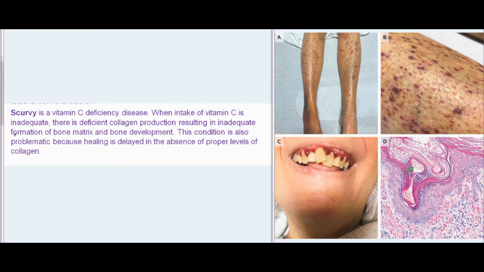Scurvy is a vitamin C deficiency disease. When intake of vitamin C is inadequate, there is deficient collagen production, resulting in inadequate formation of bone matrix and bone development. This condition is also problematic because healing is delayed in the absence of proper levels of collagen.